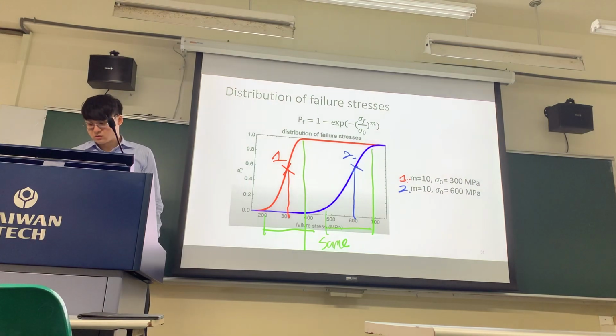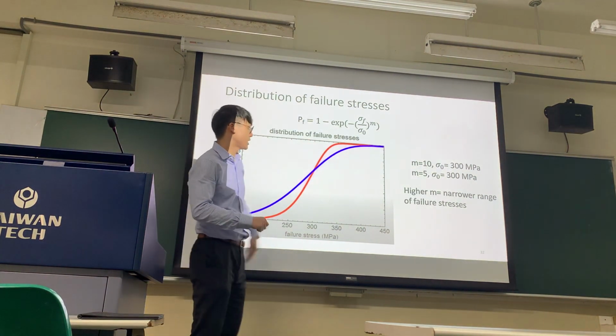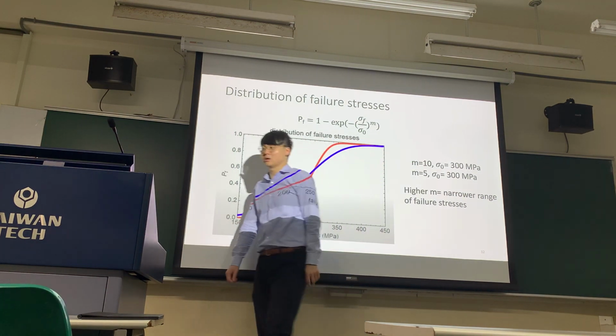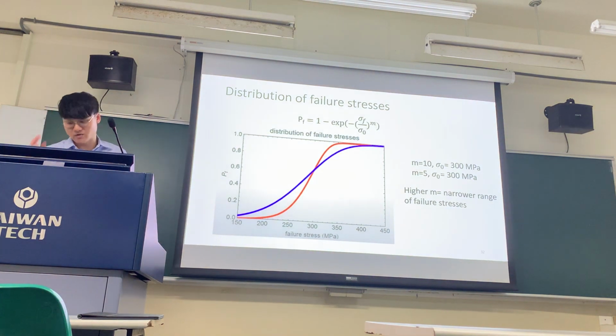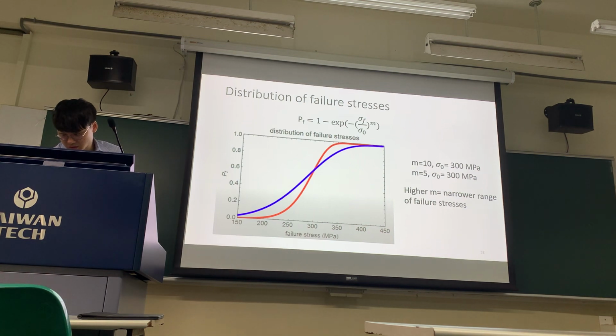Now let's continue moving forward. So what happens if m equals 10 and m equals 5, and these are the same, 388? We can say 388 is the median value. So if it's 388, it's likely not going to change. So this is the 388.